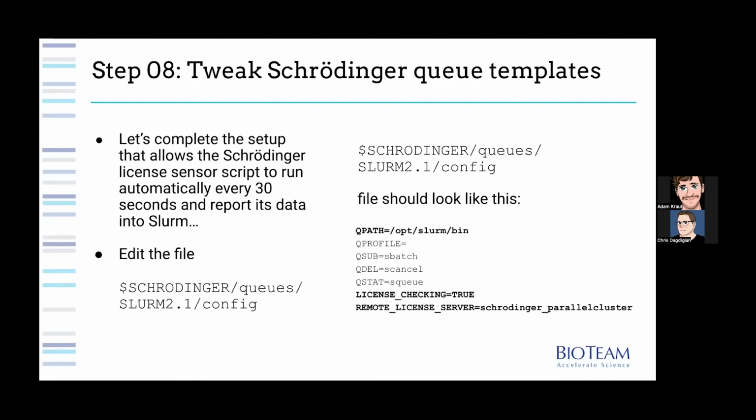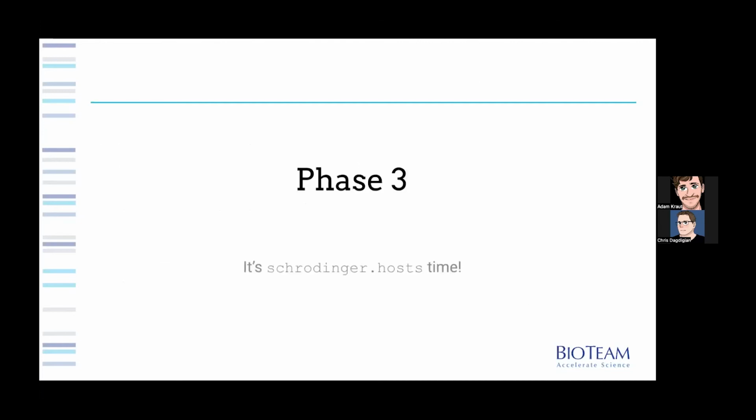We want to slightly edit this configuration file. We want to turn on license-aware behavior. If you do that, the Schrödinger job control system basically handles all the messy work for you.